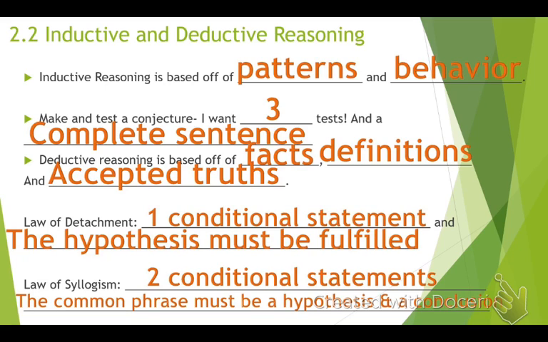In 2.4, we're going to do two examples. So we're almost finished. So 2.4. Must be a hypothesis and a conclusion.